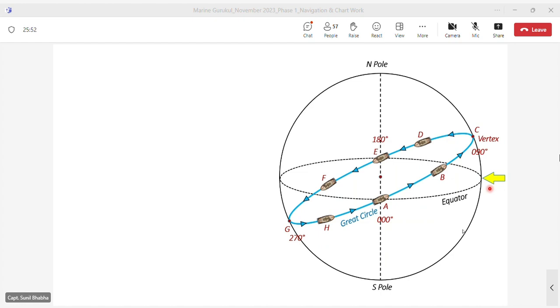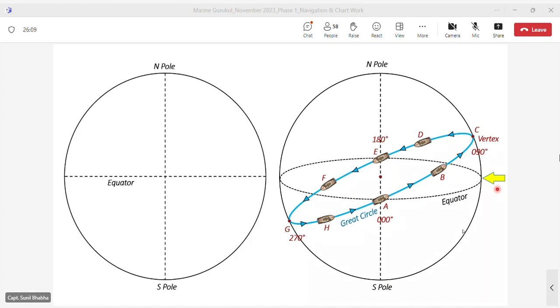Now if we look at Earth from the direction of the yellow arrow, how are the Earth as well as the great circle and the ship going to appear? Let us try to visualize that. We are looking at Earth in the direction shown by the yellow arrow. On the left side, you are now going to see how it would look if viewed from the direction of the yellow arrow. The North Pole will remain at the same location, South Pole at the same location. The equator will appear as a straight line if you are looking from the direction of the yellow arrow.